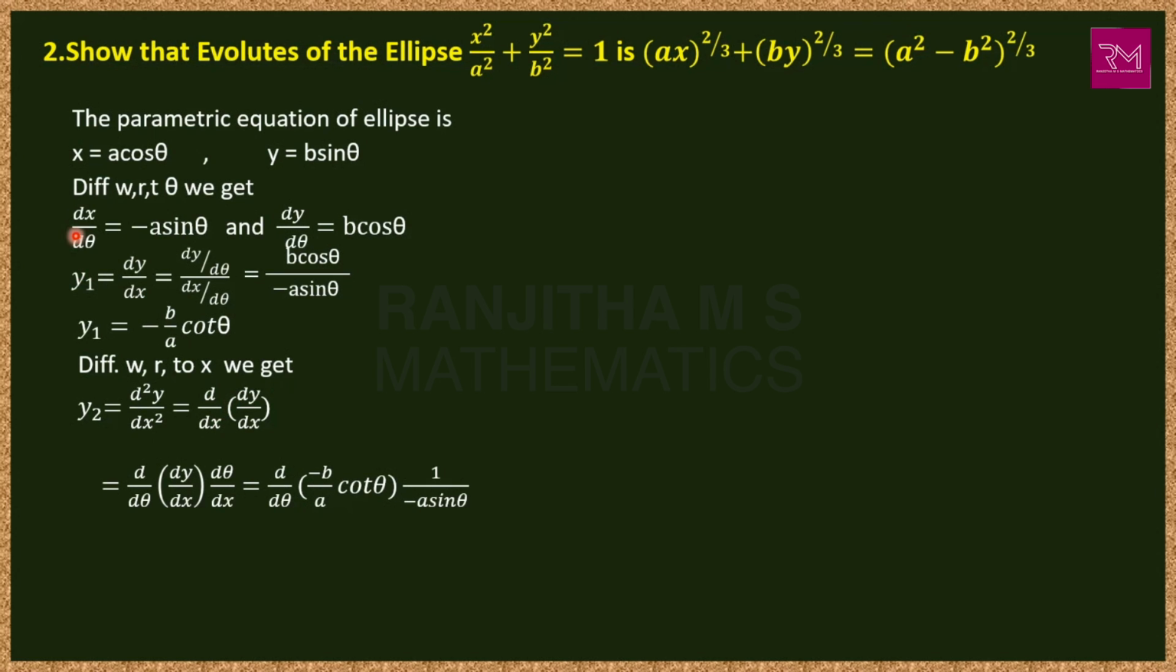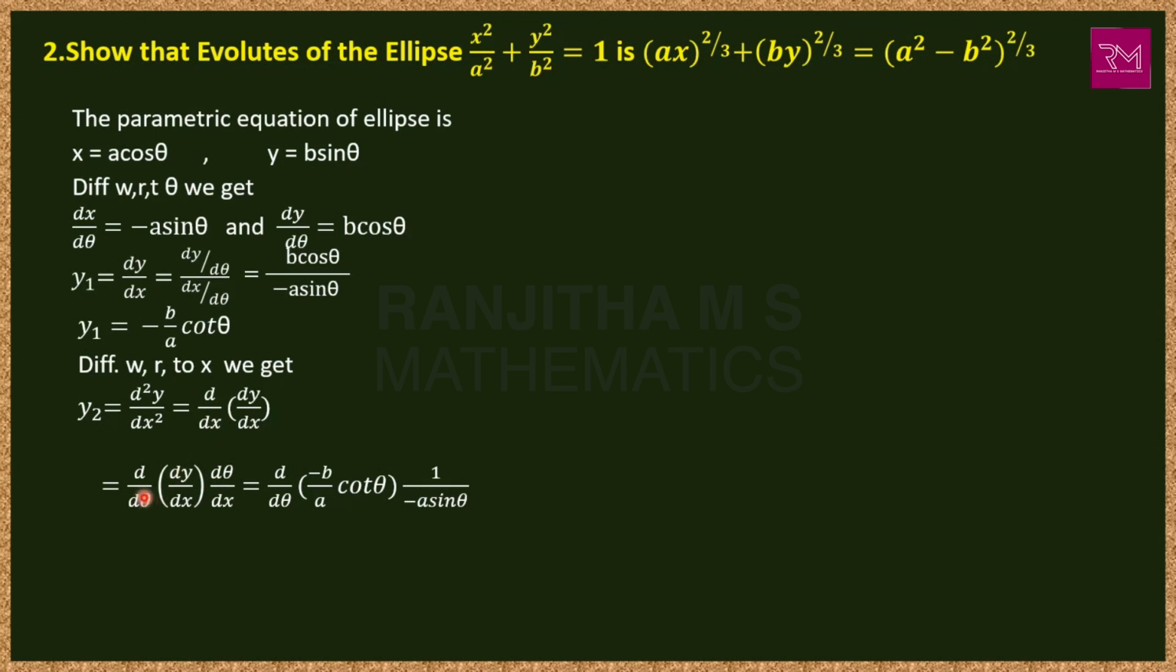In the first step, we obtain dx by d theta and dy by d theta, but we have to obtain y1 as dy by dx. Hence we substitute dy by d theta divided by dx by d theta. Here d theta gets cancelled, we get dy by dx only. In the second step, y2 is nothing but d square y by dx square. So d square y by dx square, we can write as d by dx of dy by dx. Here y1 is in theta form. Hence to obtain the theta form, we can write d by dx as d by d theta into d theta by dx. If we cancel d theta, the remaining will be d by dx only.